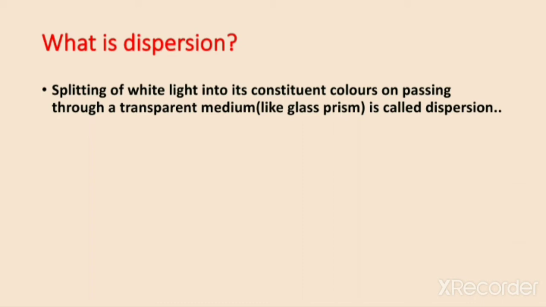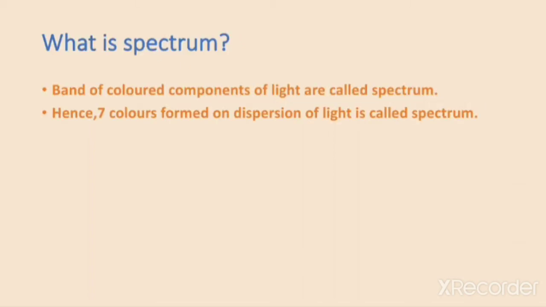So how can we define dispersion? The splitting of white light into its constituent colors on passing through a transparent medium like a glass prism is called dispersion. The seven colors that we observe on the screen, this band of seven colors, is known as the spectrum. The band of colored components of light is called the spectrum.